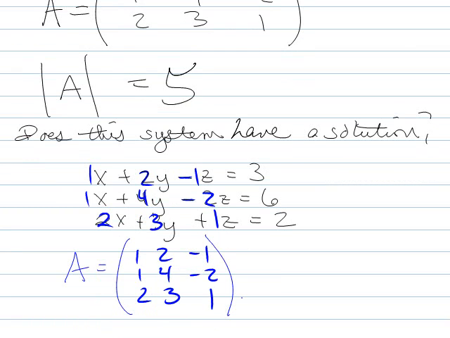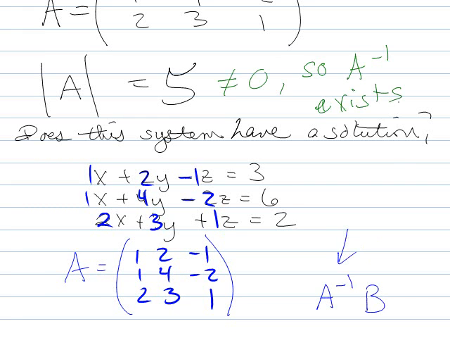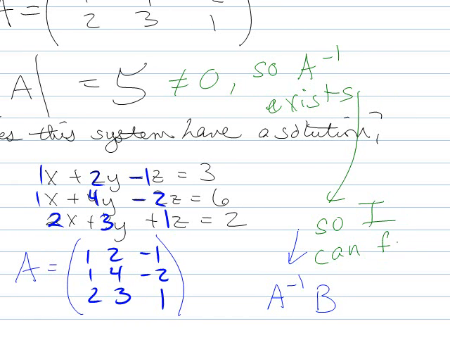So that's my A. I know at some stage I'm going to have to find A inverse B. As long as A inverse exists, I have a solution. So does A inverse exist? Well, the determinant's not equal to 0, so A inverse exists. So I can find a solution. There is a solution to this problem because the determinant is non-zero, so the inverse must exist, so I can find a solution, so all is well and good with the world.